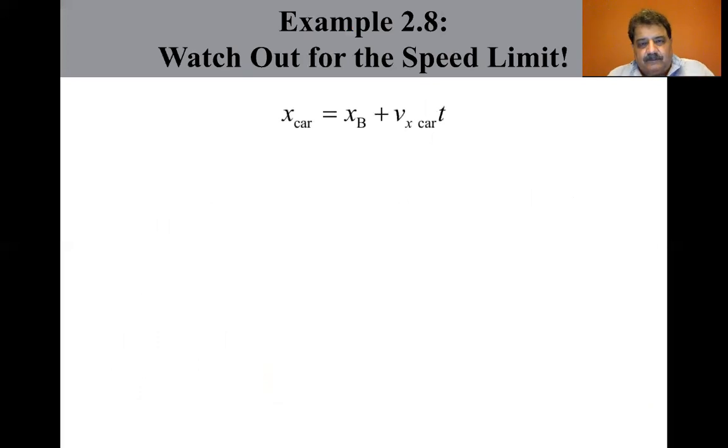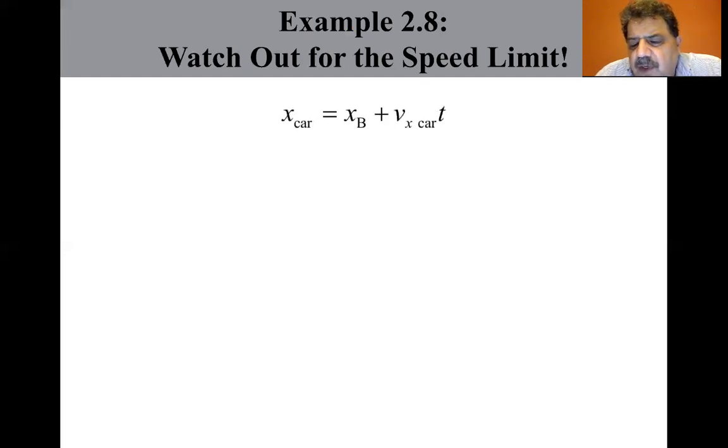Now, using the particle under constant velocity model, apply the equation shown to give your car's position at any time. X of the car is equal to xb plus vx of the car times t. A quick check shows that at t equals 0, this expression gives your car's correct initial position when the trooper begins to move, 45 meters.